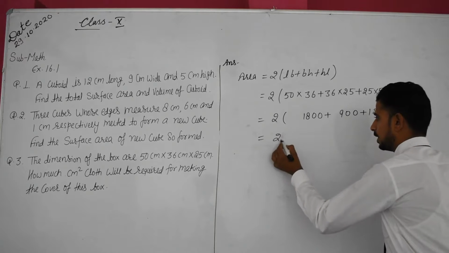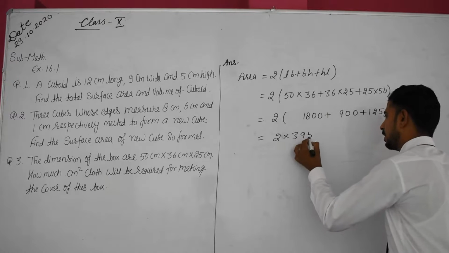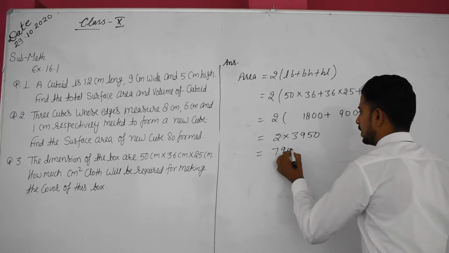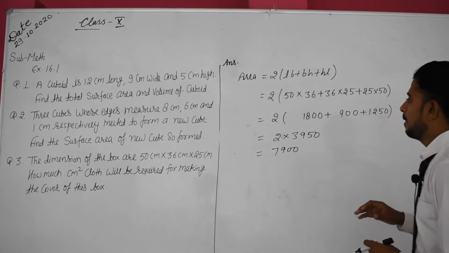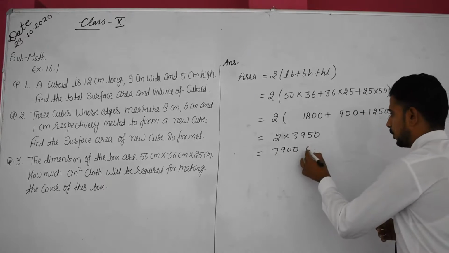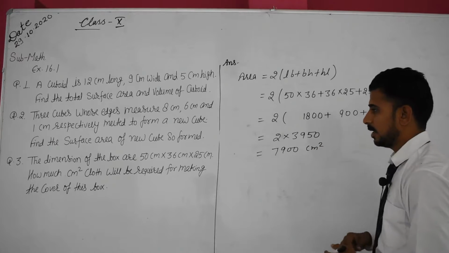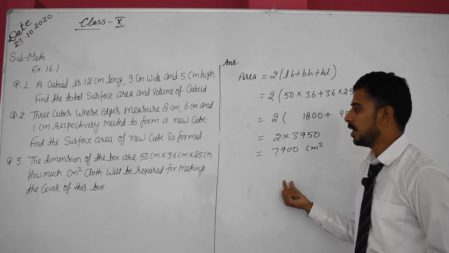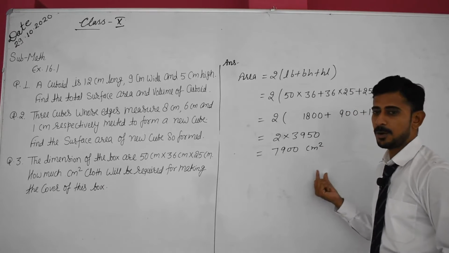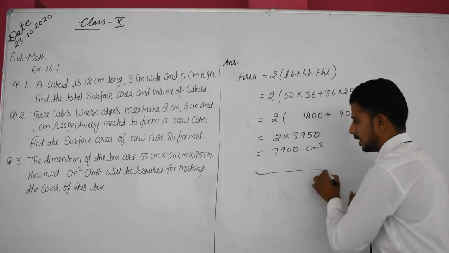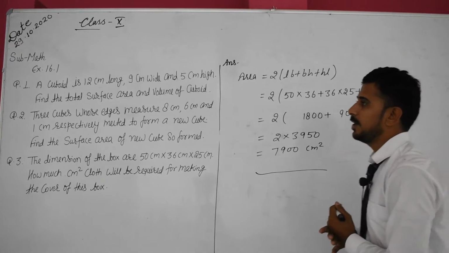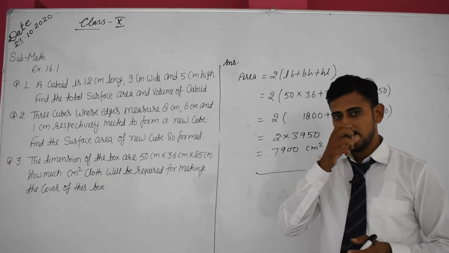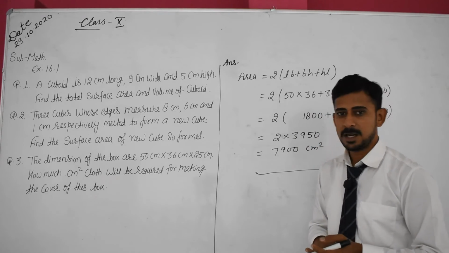It means 2 multiplied by 3950, after solution this value is 7900 square centimeter. Then we can say 7900 square centimeter cloth will be required for making the cover of this box. You can write this statement here. In exercise 16.1, question number 1, 2 and 3 are completed. Now the next questions are in the next lecture.